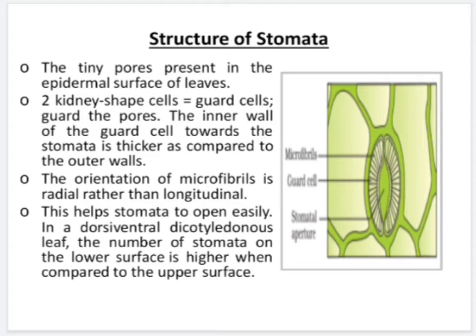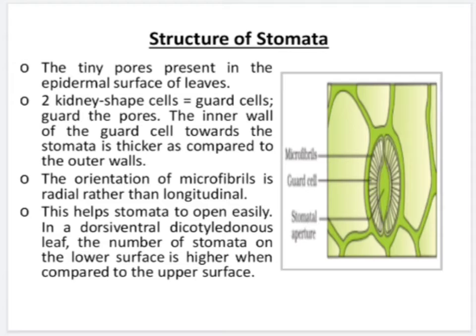Stomata are the tiny pores present in the epidermal surface of leaves. Two kidney-shaped cells known as guard cells guard the pores. The inner wall of the guard cells toward the stomata is thicker as compared to the outer walls. Also, the peculiar arrangement of the microfibrils of the guard cells aids in opening and closing of the stomatal aperture. The orientation of microfibrils is radial rather than longitudinal. The arrangement of microfibrils helps stomata to open easily.